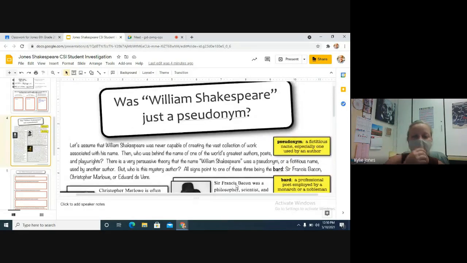So it says, was William Shakespeare just a pseudonym? What's a pseudonym? It says it in that yellow box on the right. It's a name, especially one used by an author. Good. It's basically a fake name. So a lot of authors actually use fake names when they write.